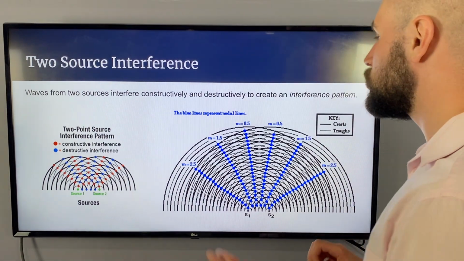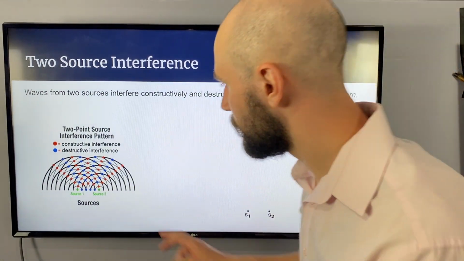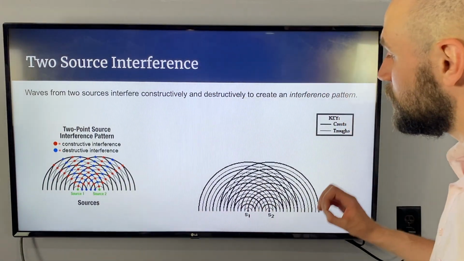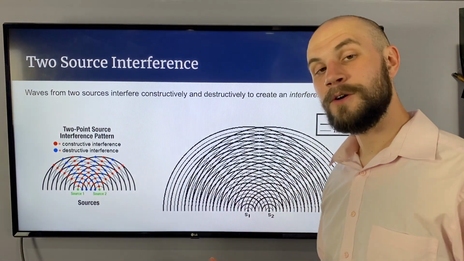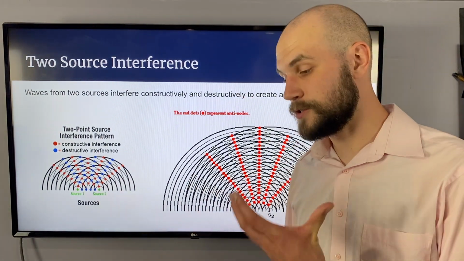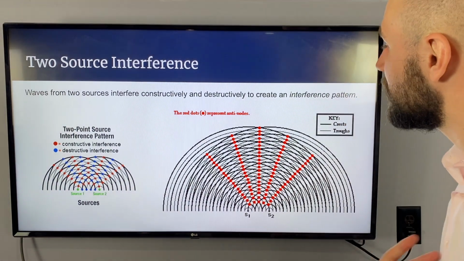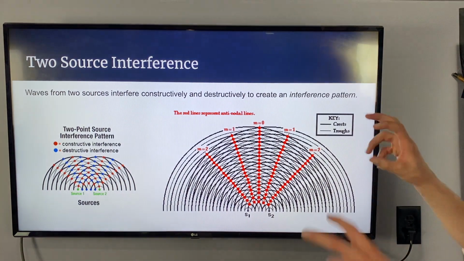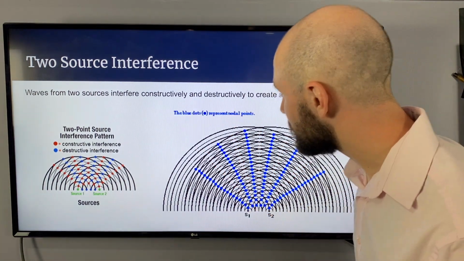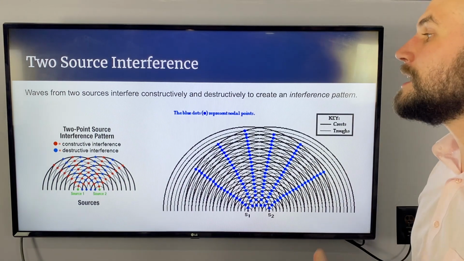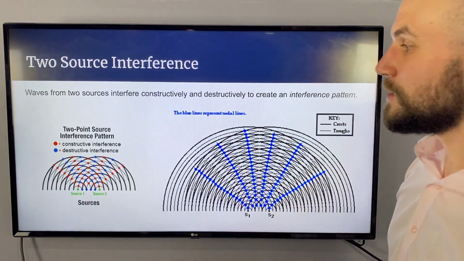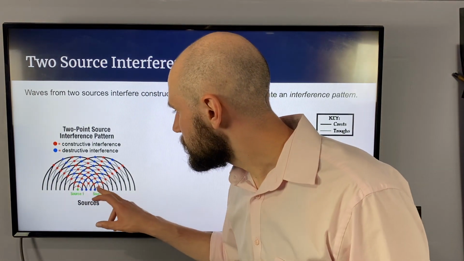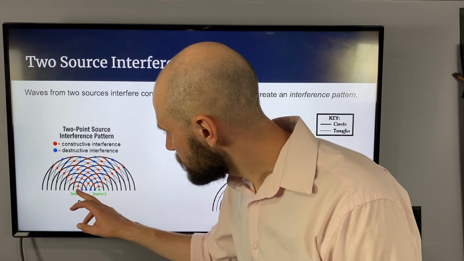Well, when we have two crests interfering, we're going to end up with constructive interference. And when we have two troughs overlapping, we're also going to end up with constructive interference. The two troughs and two crests are going to have a greater resulting amplitude. These red dots are the antinodal lines. You don't really have to know that, but it's all the points in this two-source interference where we end up with constructive interference. If you look at the diagram, it's static. We can see these green dots are the locations of the source.